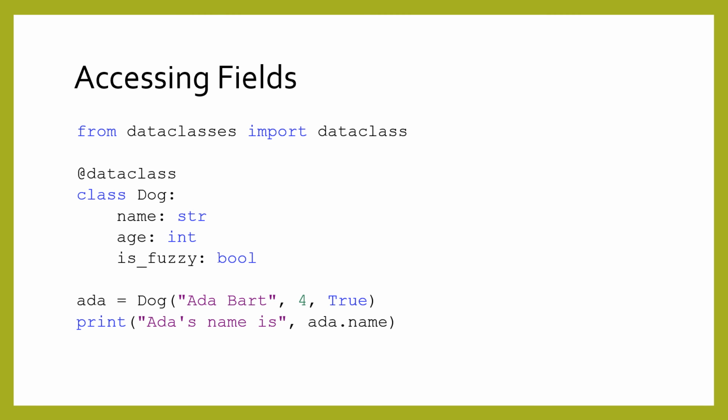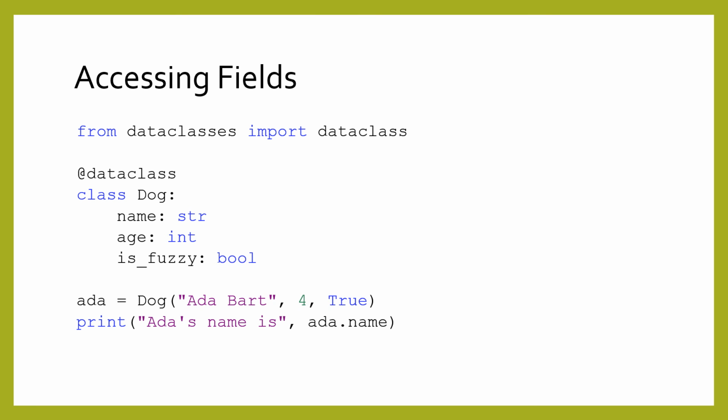One of the most critical parts of using an instance is to access its fields. The period and the name of the field are used to access those fields. Generally, you can think of a field as like a variable that lives inside of an instance. In the code shown here, we access the name field of the dog instance stored in ada. A critical thing to understand, however, is that you can only access the fields of an instance, not a data class. In other words, you cannot try to access the fields of the Dog data class, only the ada instance.